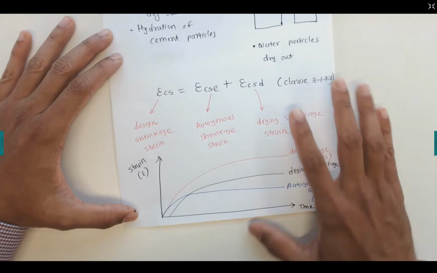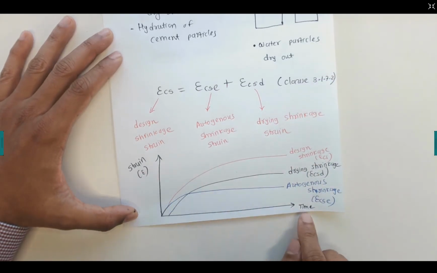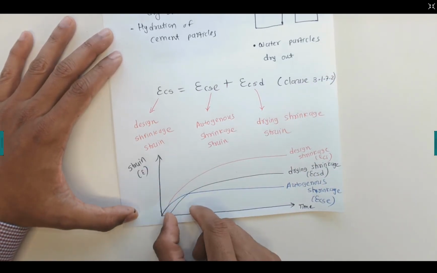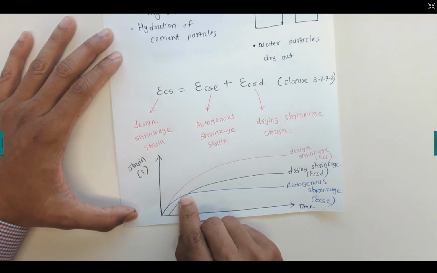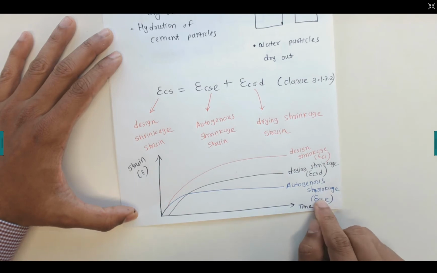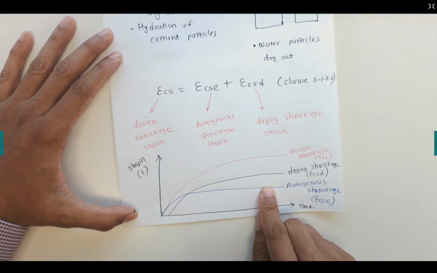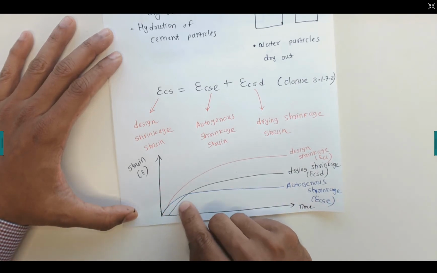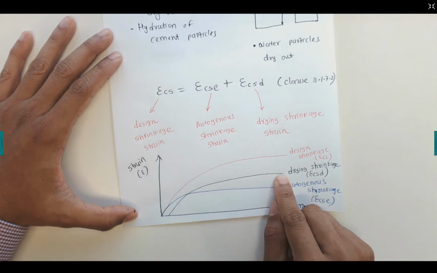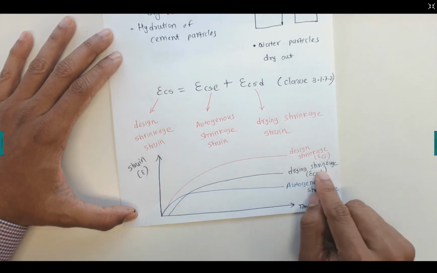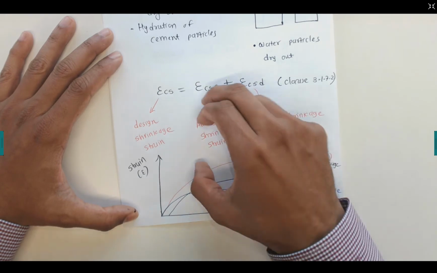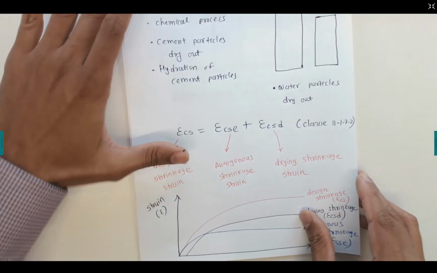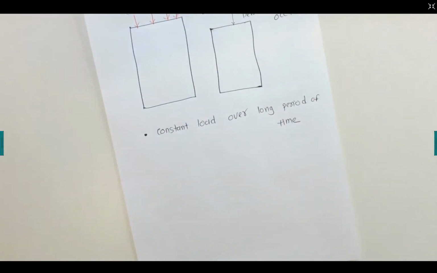Now, if I represent graphically time versus strain, over the first few days or weeks, a very fast chemical process occurs, and that is autogeneous shrinkage, represented by this blue line. Then there is a very slow process that significantly deforms the strain, which is due to drying shrinkage. If you add them together, you get the total shrinkage. That's just representing these equations. So that is about shrinkage.